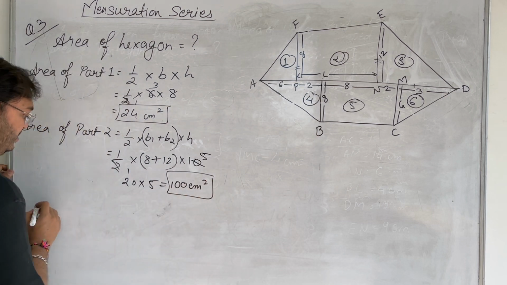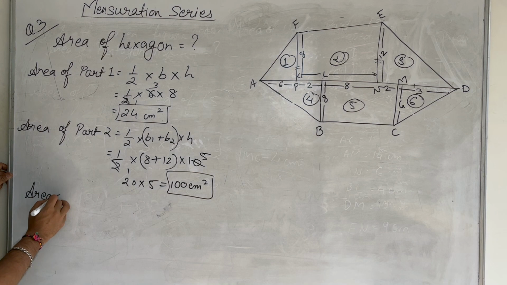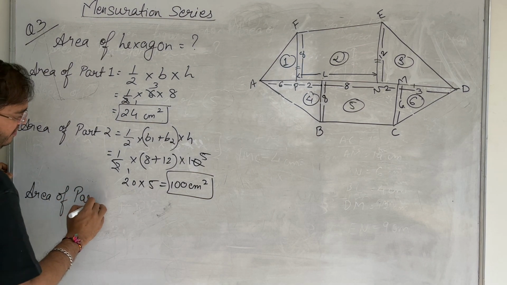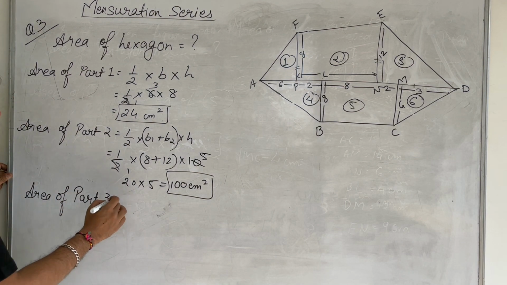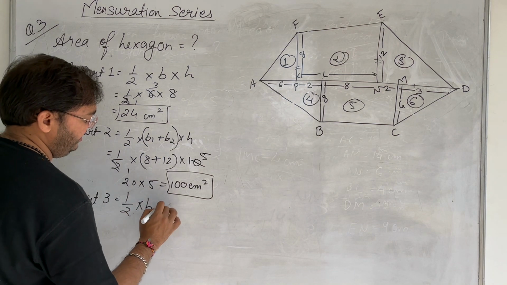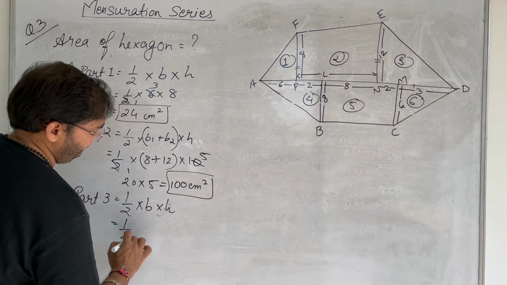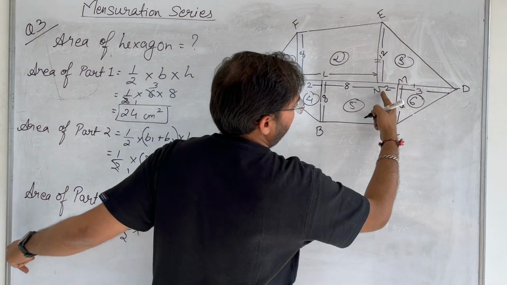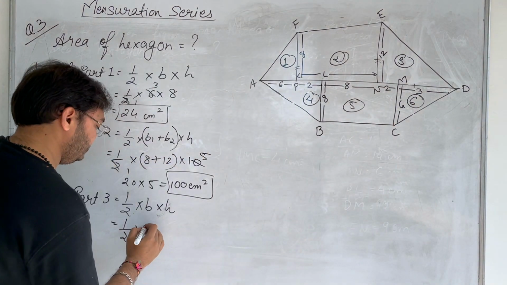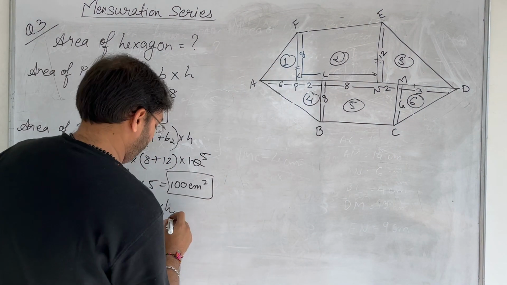Okay, fine. Now we will find the area of part 3, which is in the shape of a triangle. That means half into base into height. Half is half, and the base of this triangle, that means 2 plus 3, 5 is my base, and the height is 12.